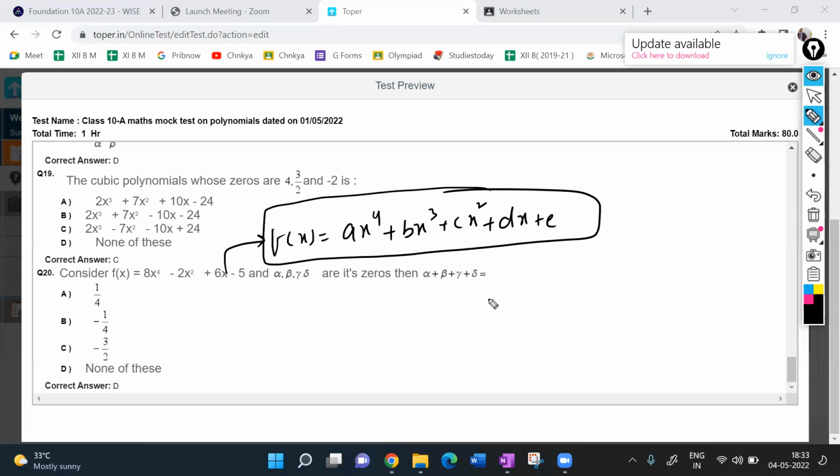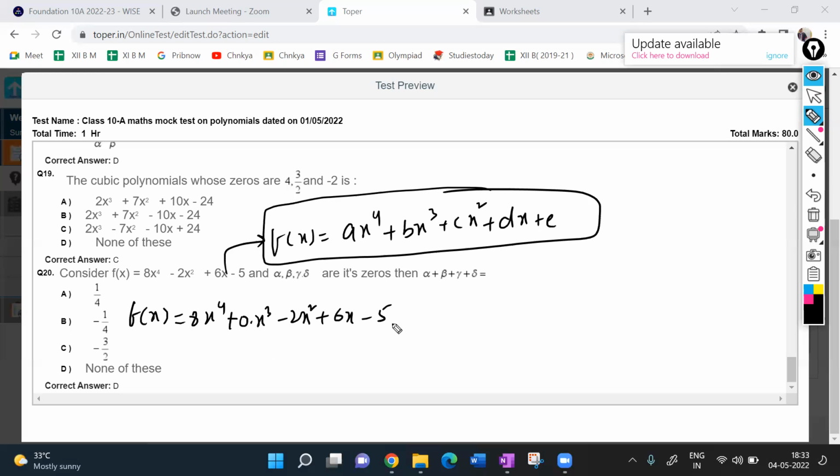So whenever you get it like this, what he has given here is the sum, right? So look at this here. We need to rewrite this 8x to the power of 4. We don't have the x cube coefficient, right? So let us write 0 into x cube minus 2 into x square plus 6x minus 5. Correct? This is what he has given to you.